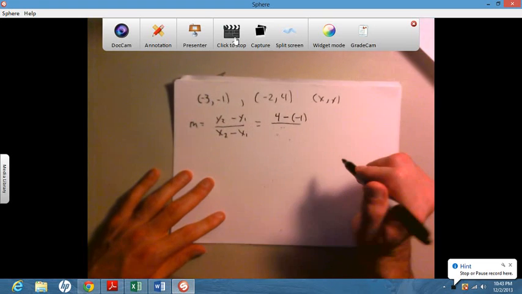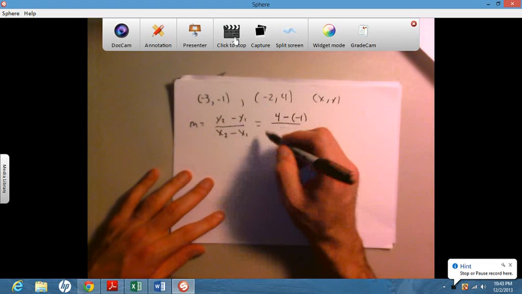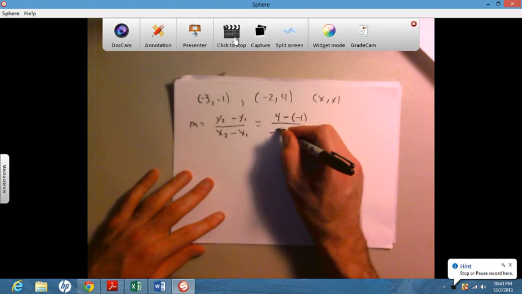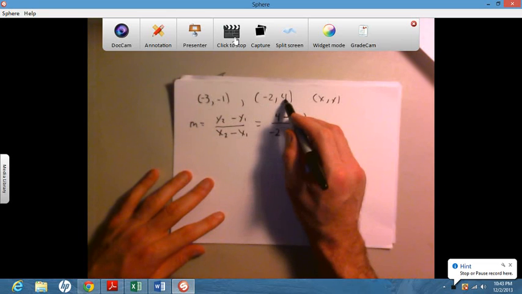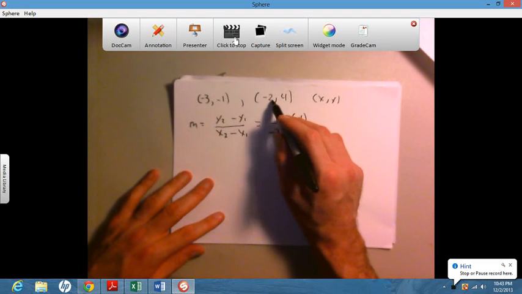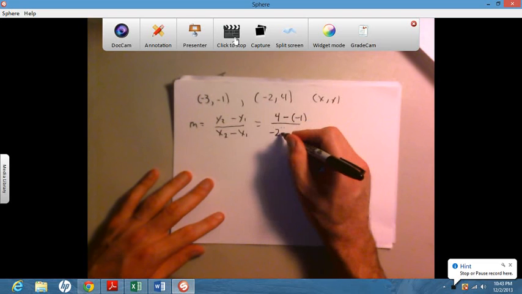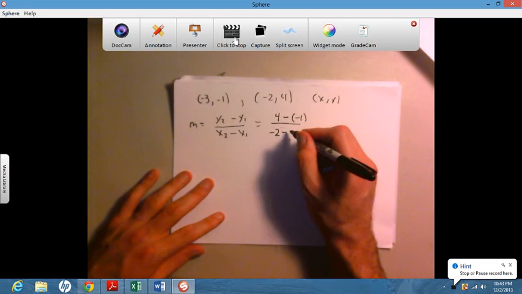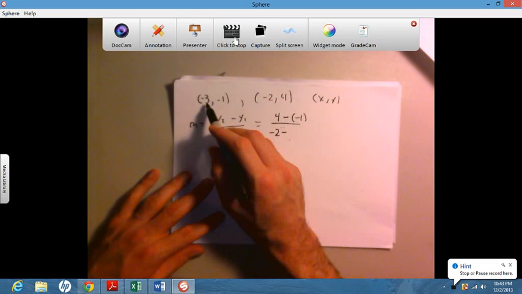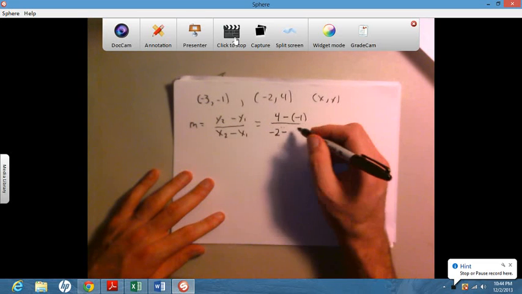Now, -2 has to be my x2, because 4 is my y2, right? So my 2's have to stay together. 4 is y2, -2 has to be my x2. So I'm going to do minus x1. Well, I only have one choice for my x coordinate, which is -3. So minus a -3.